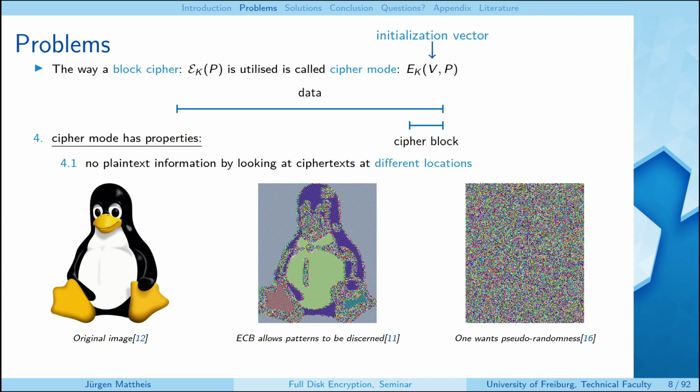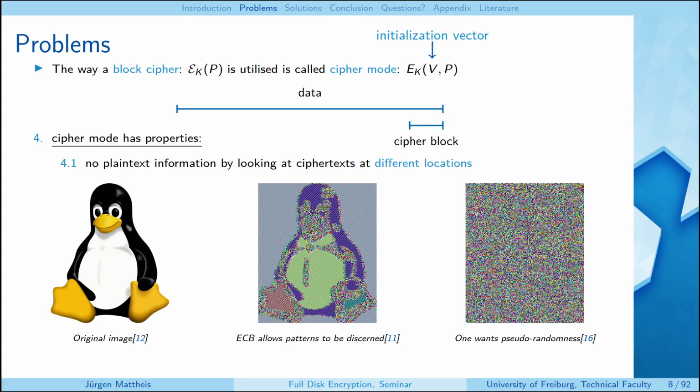Then the next thing we need is a proper cipher mode. A cipher mode becomes relevant as soon as you have data that is longer than a cipher block, and the cipher block is, for example, an AES block of 16 bytes. The cipher mode is basically the way you utilize a block cipher, and it mostly has another parameter, the initialization vector, to add variability. One property most cipher modes satisfy is that they hide plaintext symmetries between different cipher blocks.